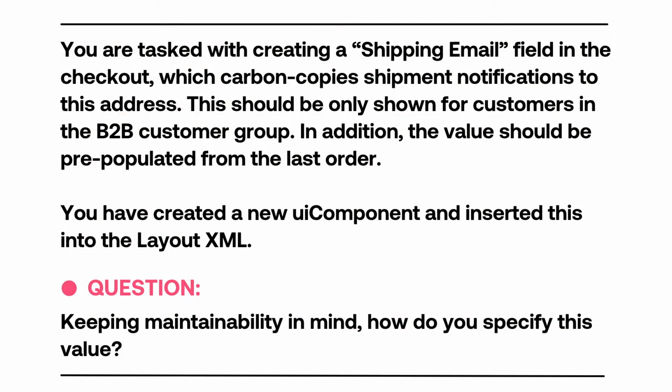You are tasked with creating a shipping email field in the checkout, which carbon copies shipment notifications to this email address. This should be only shown for customers in the B2B customer group. In addition, the value should be pre-populated from the last order. You have created a new UI component, inserted this into the layout XML. Great work, keep it up. Keeping maintainability in mind, how do you specify this value?